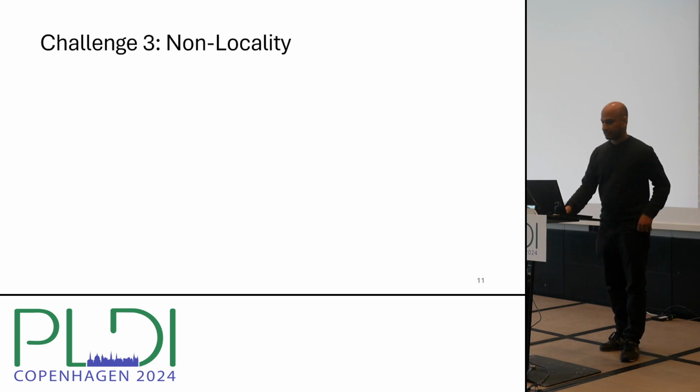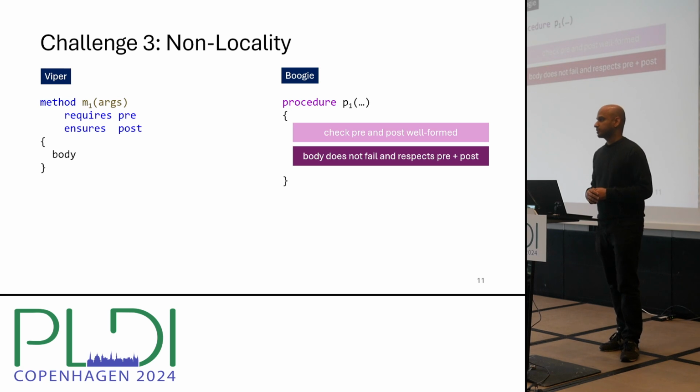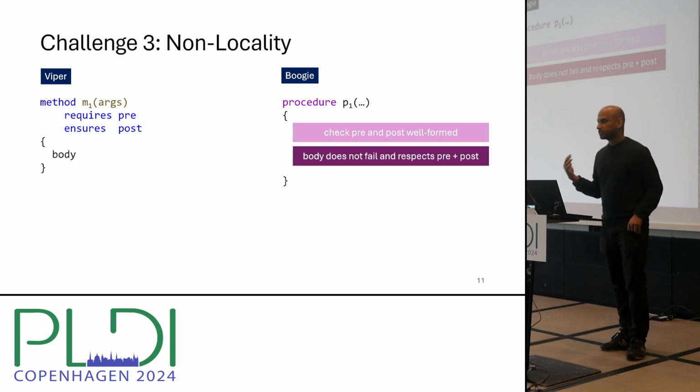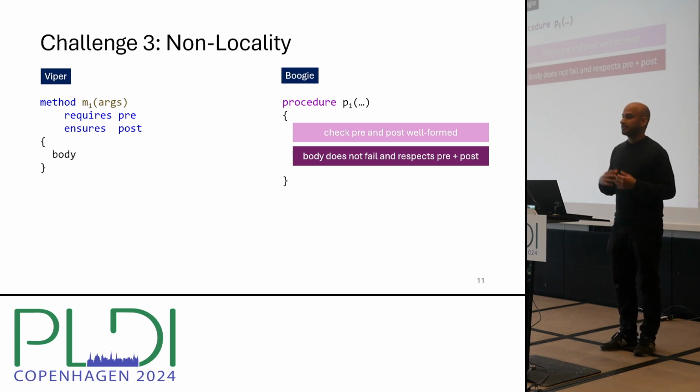So in Viper, you can define methods which have a precondition, a postcondition, and also a method body. Each Viper method is translated to a Boogie procedure, and the Boogie procedure encodes two things. So first, it checks whether the pre and post condition are well formed. This is a semantic condition. And secondly, it checks whether the body does not fail and whether the body respects the pre and post condition.